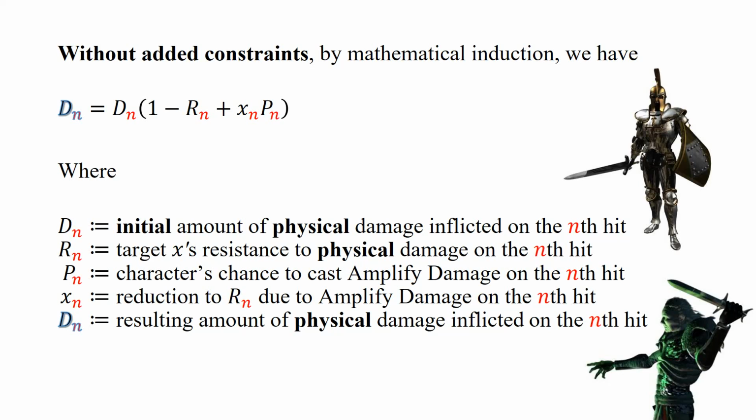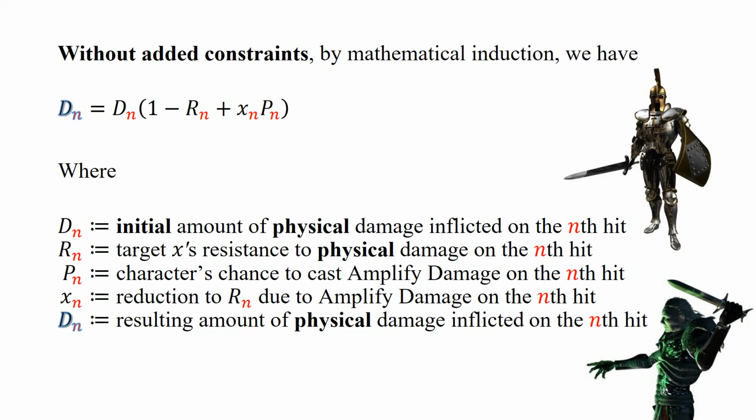Where P sub n is the character's chance to cast amplified damage on that nth hit. Again, it could vary if you're alternating between weapons, for example. And X sub n is the reduction to R sub n due to amplified damage on the nth hit, which again may vary between hits. For example, maybe the curse expires. Distinguishing each of these with an n subscript is really acknowledging that many of these things can change across time and thus with respect to the hits, although the formula is the same.